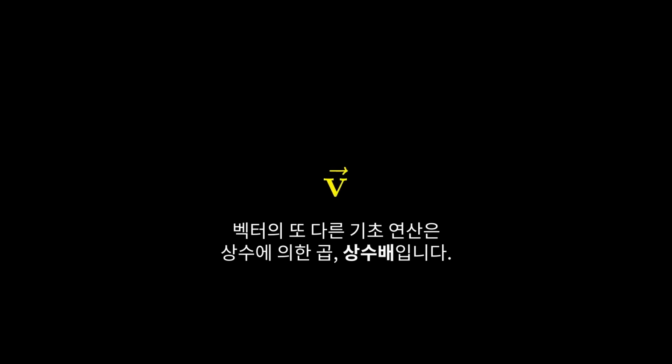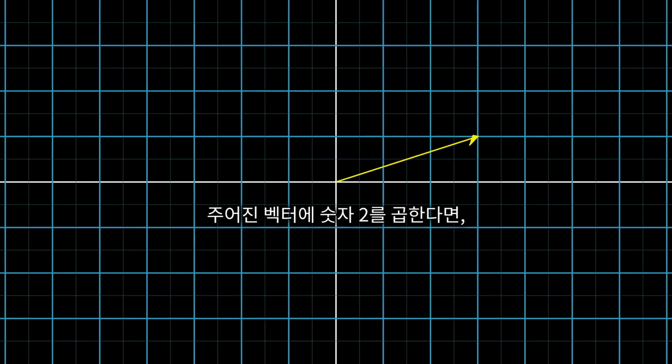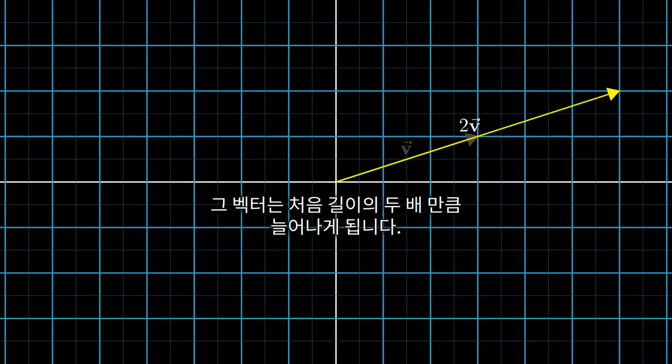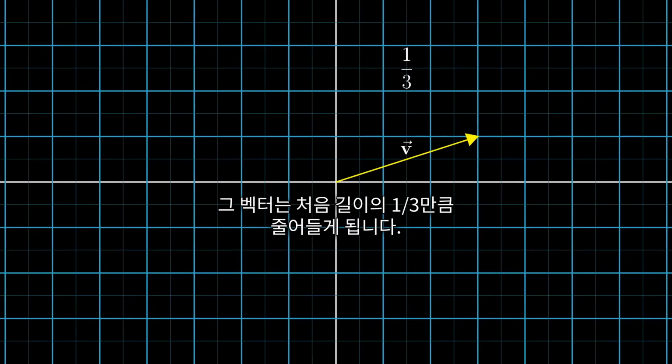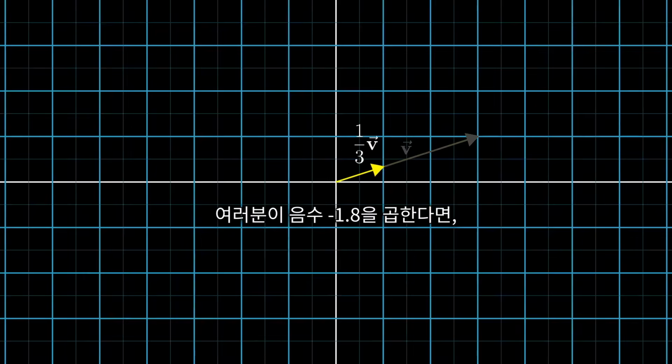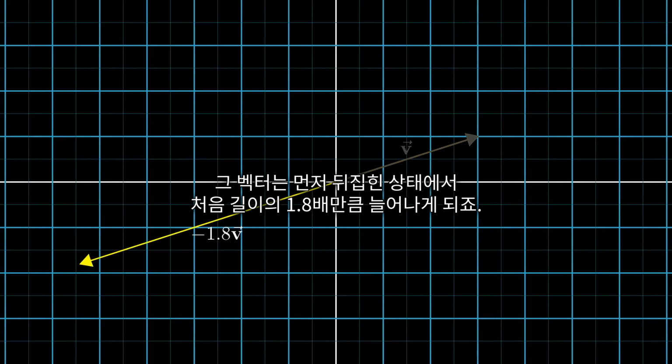The other fundamental vector operation is multiplication by a number. Now this is best understood just by looking at a few examples. If you take the number 2 and multiply it by a given vector, it means you stretch out that vector so that it's 2 times as long as when you started. If you multiply that vector by, say, 1/3, it means you squish it down so that it's 1/3 the original length. When you multiply it by a negative number, like -1.8, then the vector first gets flipped around, then stretched out by that factor of 1.8.